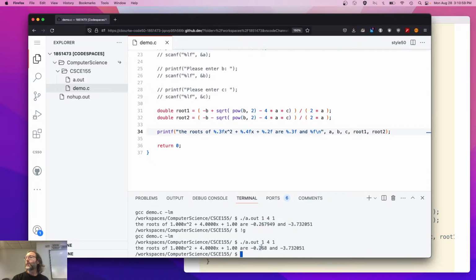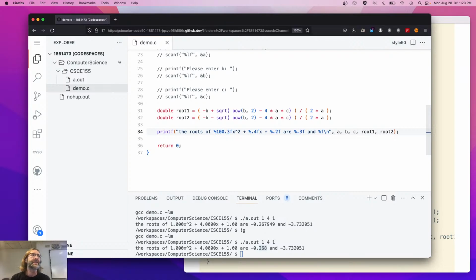2.679, 2.68. What did it apparently do? Rounded to the nearest decimal place. It did not change the value. Whatever value was stored in root 1 and root 2, those are still there. They're untouched. But for the purposes of printing, it rounded for me. Likewise, remember the other modifier that you can use?